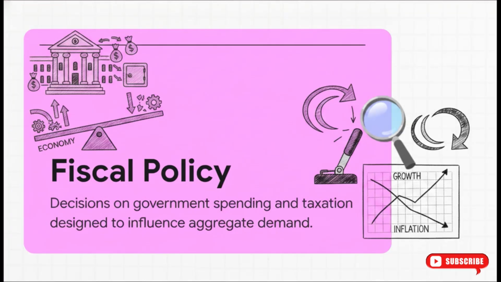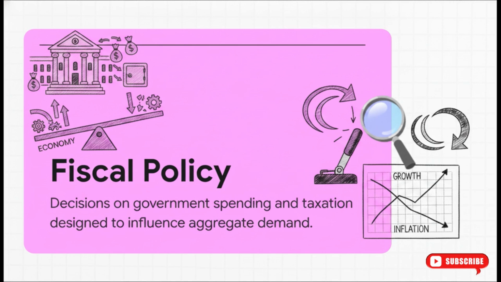So, we've set the stage with taxes and budgets. But what happens when a government actively uses these tools to manage the economy? Well, that's fiscal policy in a nutshell. It's the overarching decisions a government makes regarding its spending and taxation, intentionally designed to influence aggregate demand and overall economic growth. You can think of it as the ultimate steering wheel.